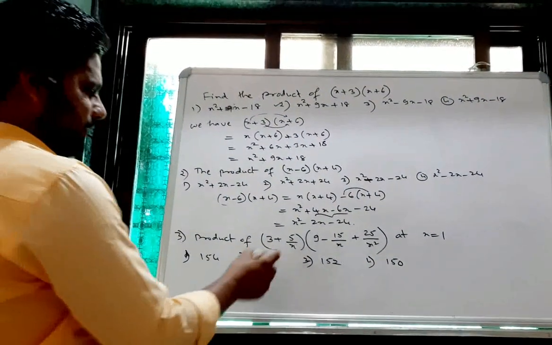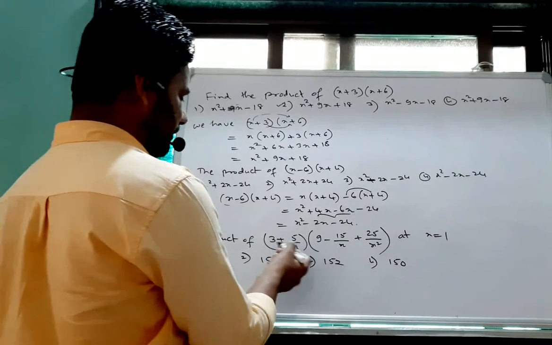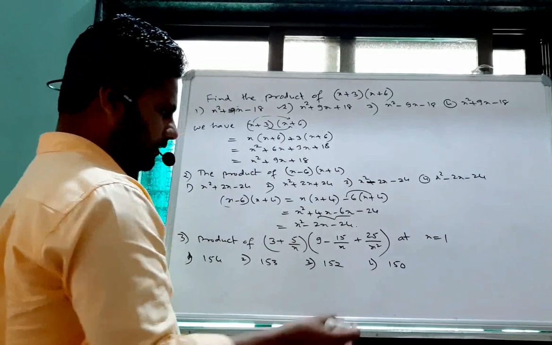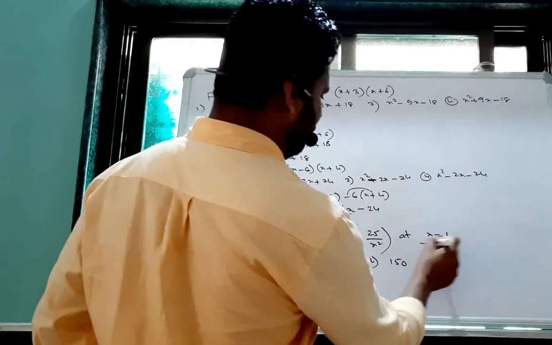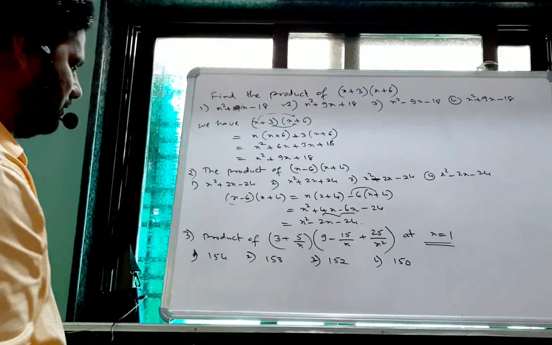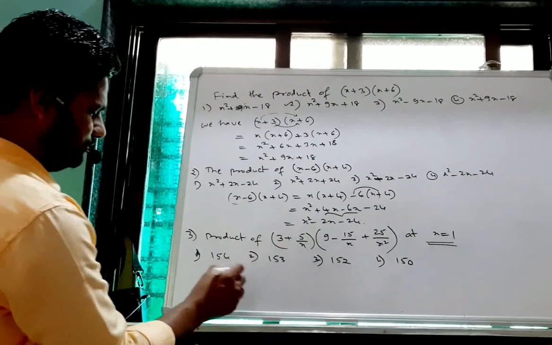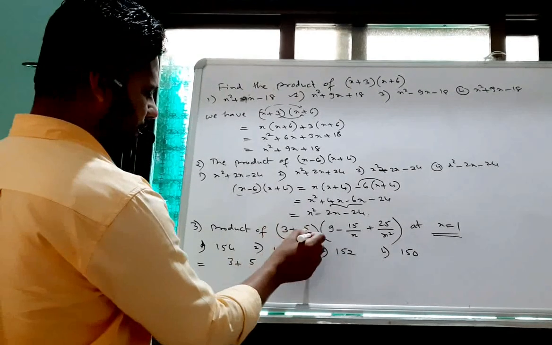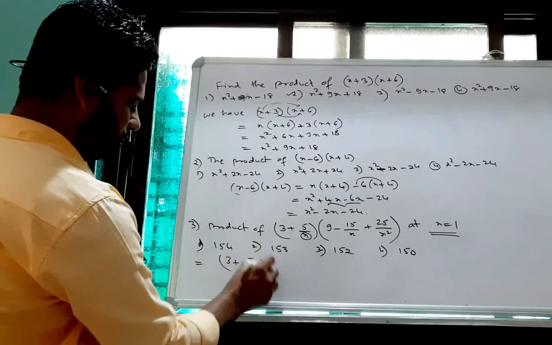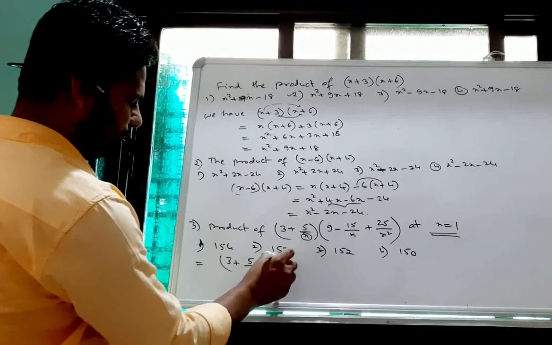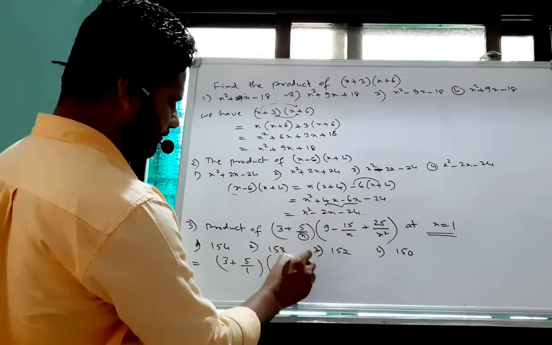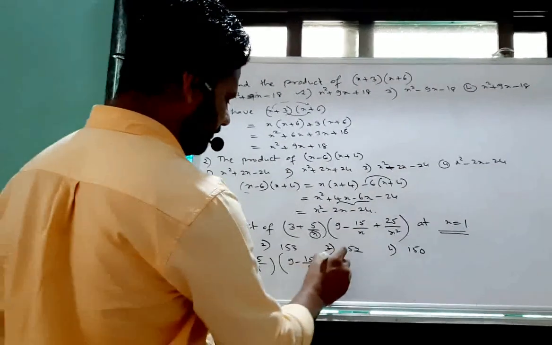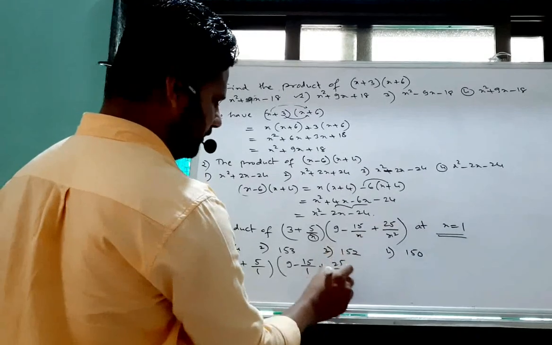Here one polynomial is given: 3 plus 5 by x into bracket 9 minus 15 by x plus 25 by x square. We have to find the value of this product where x is equal to 1. Wherever x is, put x equal to 1. That is 3 plus 5 by x, x is 1, into bracket 9 minus 15, again x is 1, plus 25 by x square, that is 1 square.